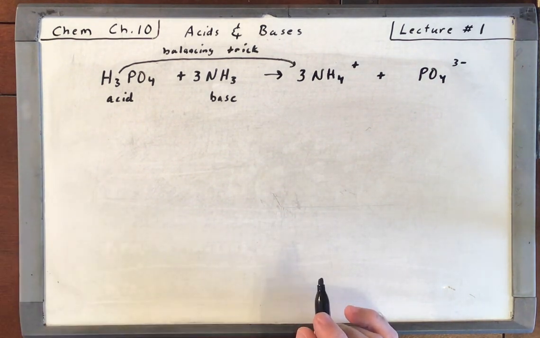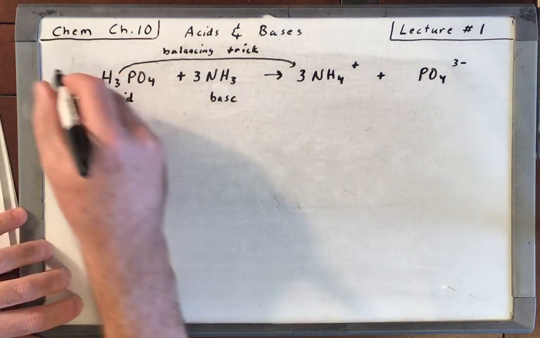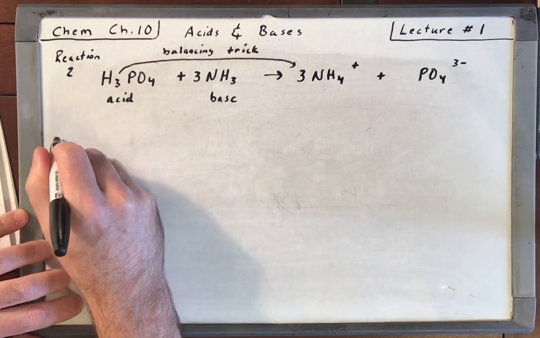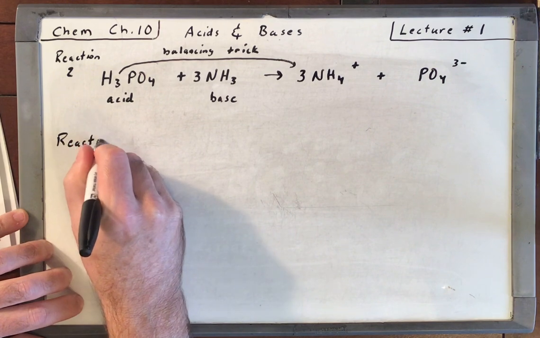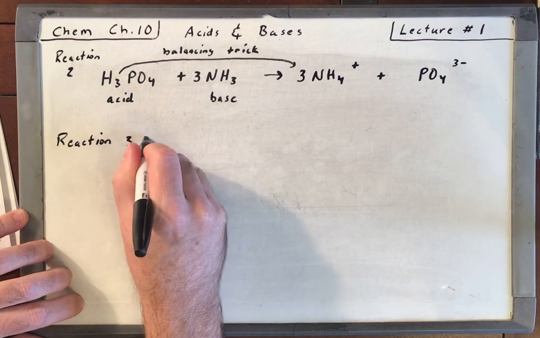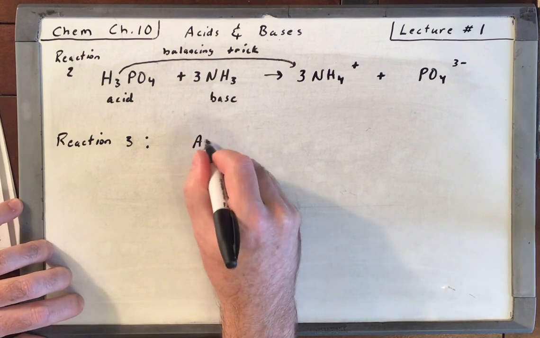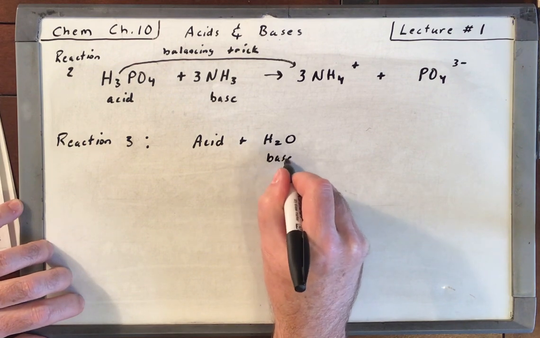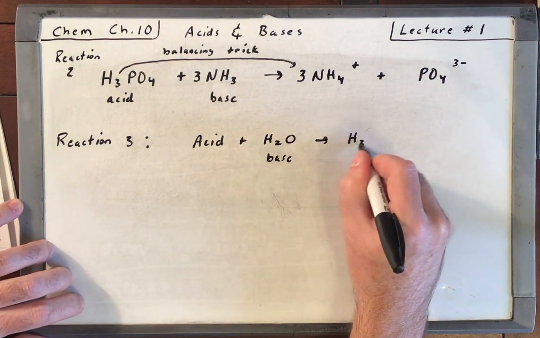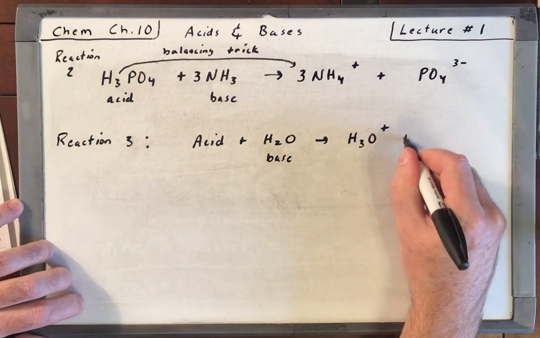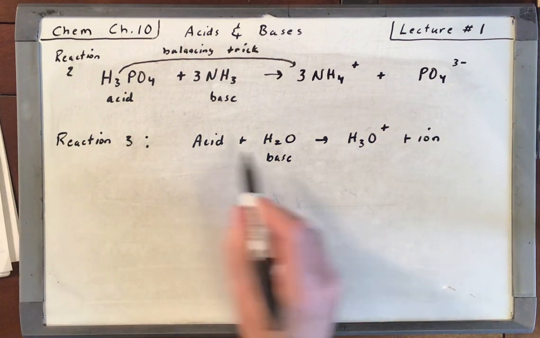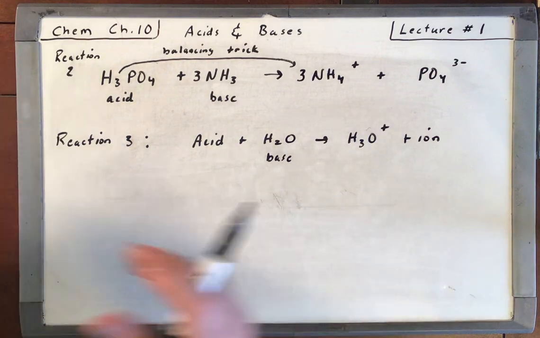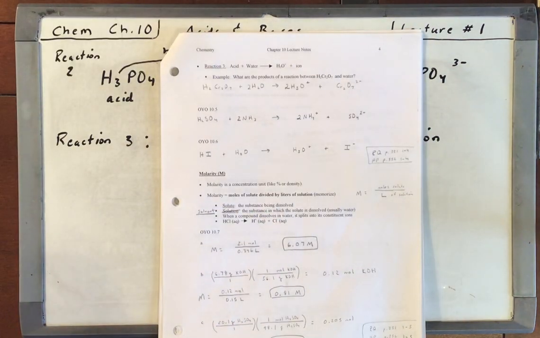Okay, so let's do reaction 3. So this one is reaction 2. Reaction 3 is acid plus water. So water is the base in this case. Makes a special ion, hydronium, polyatomic ion, you got to memorize, plus another ion. So if you see an acid and water is a base, these are the products that you have to write out.